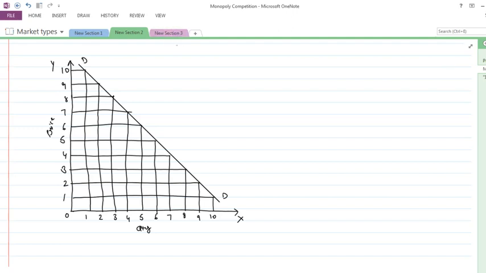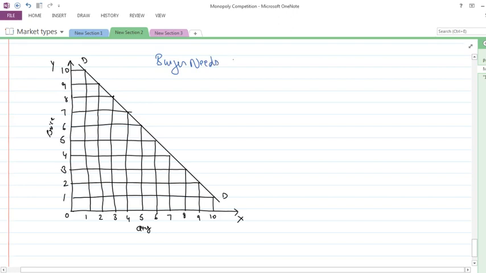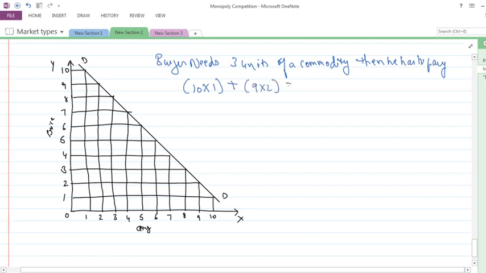So for example, if a buyer needs 3 units of a commodity, then he has to pay how much? 10 rupees for 1 plus 9 rupees for 2. So he would be overall paying how much? 10 into 1 is 10 plus 9 into 2 is 18. He has to pay 28 rupees in order to purchase that particular commodity.